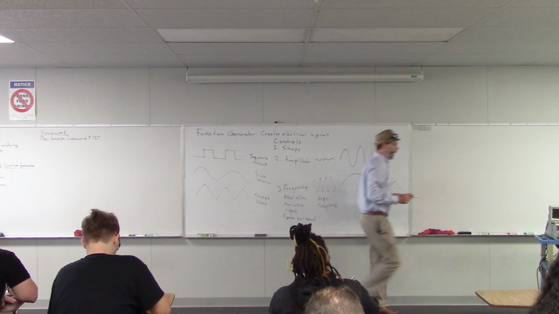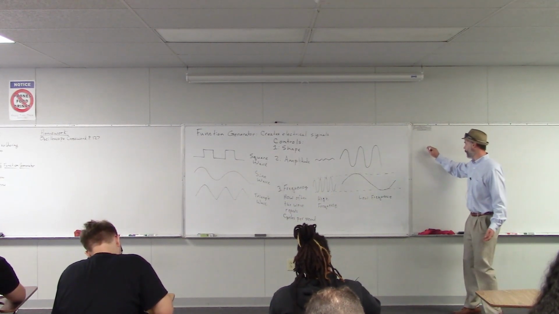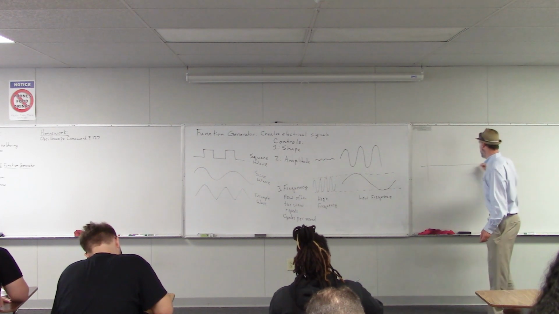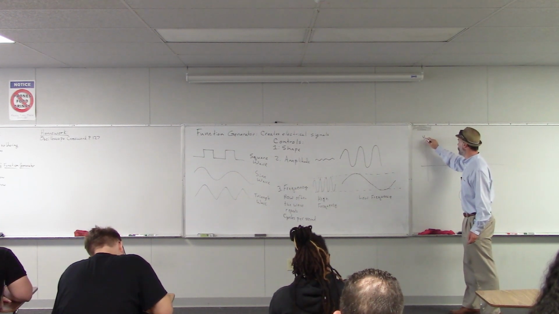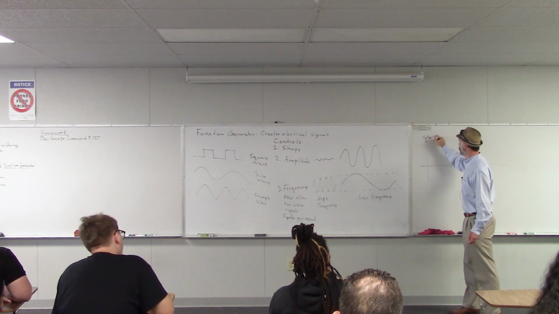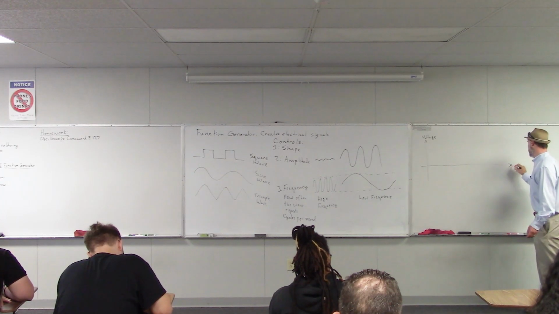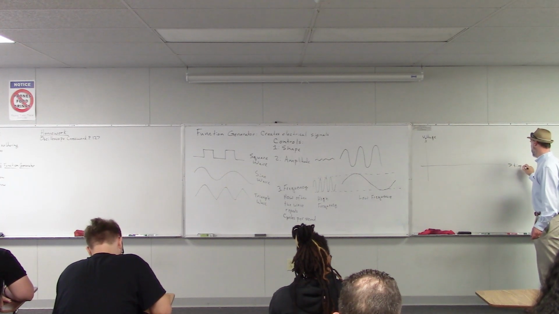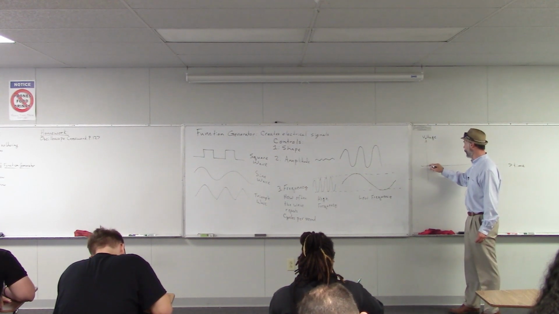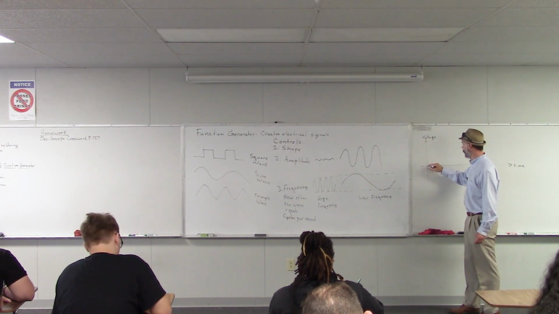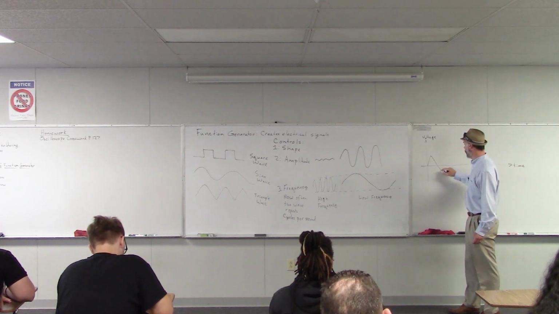So I should label my axes here. When I'm drawing these on the board, the vertical axis here is voltage, and the horizontal axis is time. So let's say that you have a wave here, and maybe it's a triangle wave.